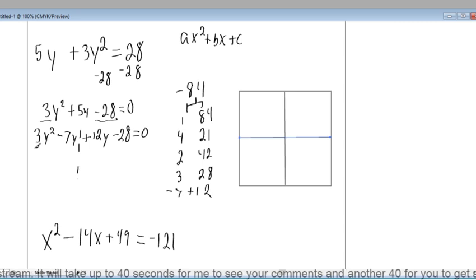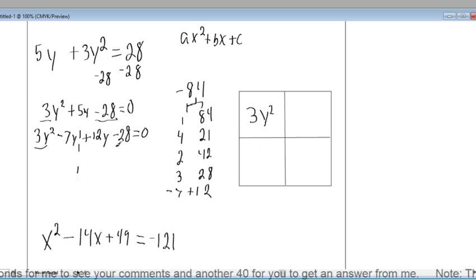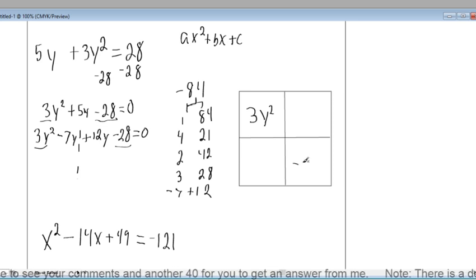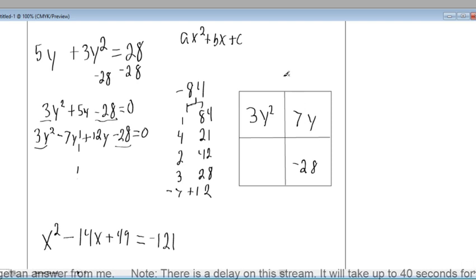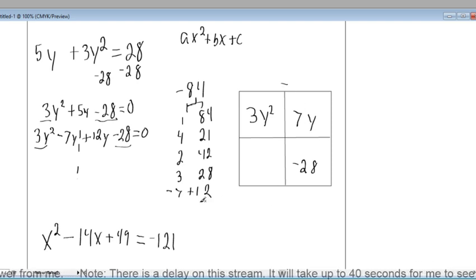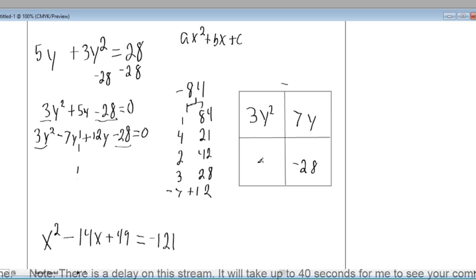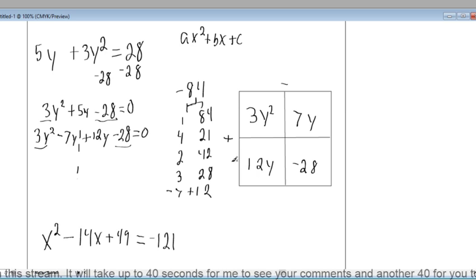So, first term goes in the first box, 3y squared. Last term goes in the last box, negative 28. These two, doesn't really matter where I put them. I'm going to go ahead and take this negative 7y and put it here. And remember that its sign has to come along with it, but sits outside. Positive 12y, only one place for it to go. Its sign again comes along with it, but sits outside.